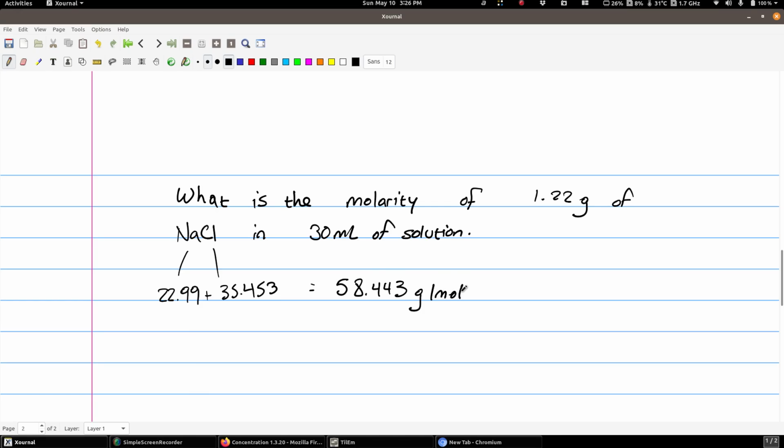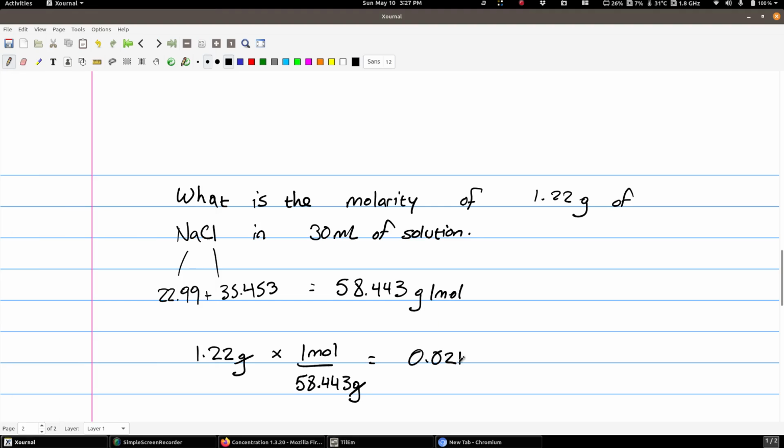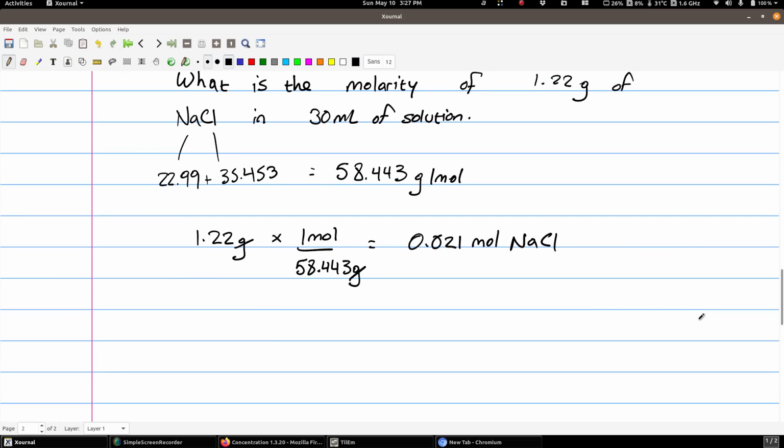Okay, so first things first, we have to figure out how many moles we have. So we have 1.22 grams times 1 mole divided by 58.443 grams. And then let's do the calculation. So you have 1.22 divided by 58.443. And then that means we have about 0.021 mole of NaCl.